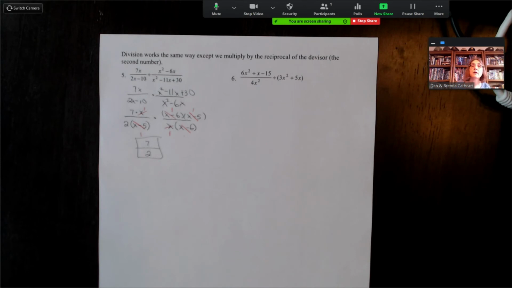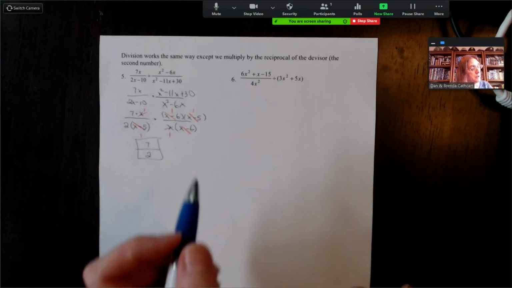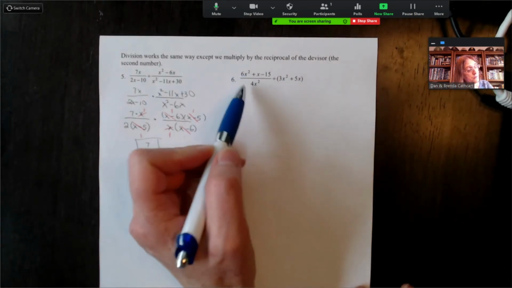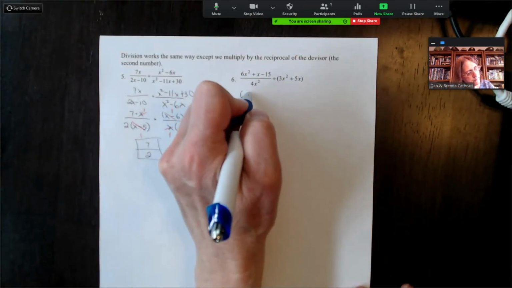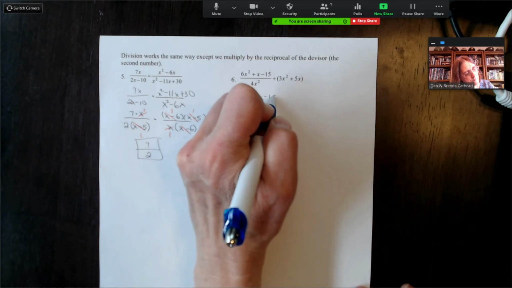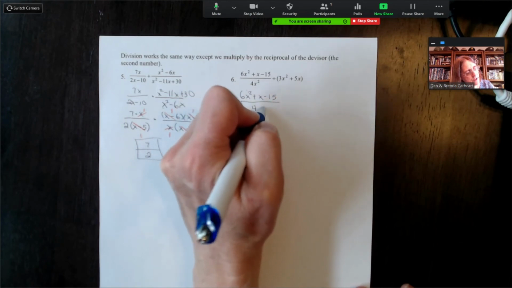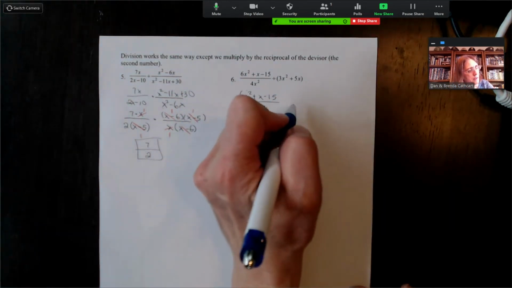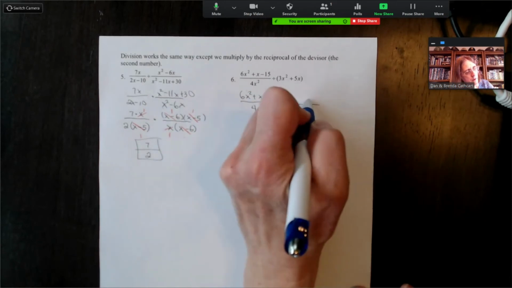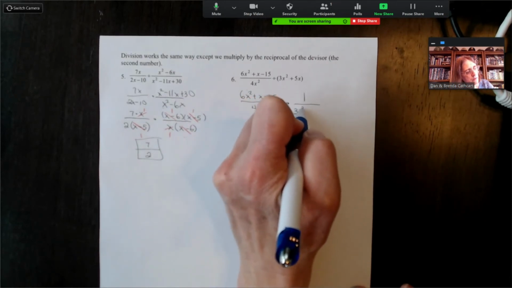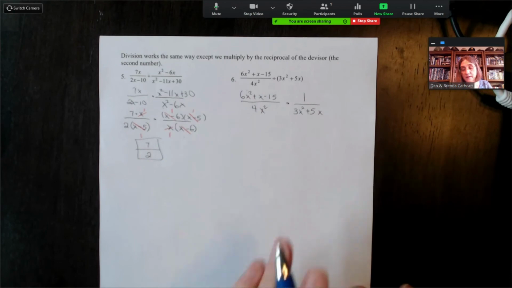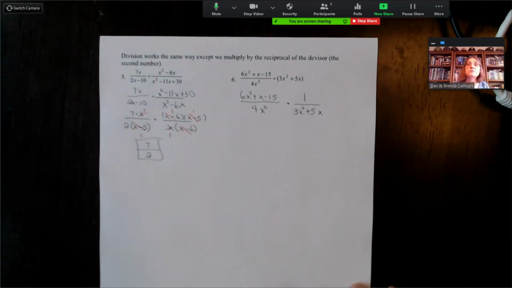Let's try another example. Again, it's division, and we switch it to multiplying by the reciprocal of the divisor. So our first fraction stays the same. Our second fraction, the fraction we're dividing by, becomes multiplied by 1 over 3x squared plus 5x. And now we're ready to do some factoring.